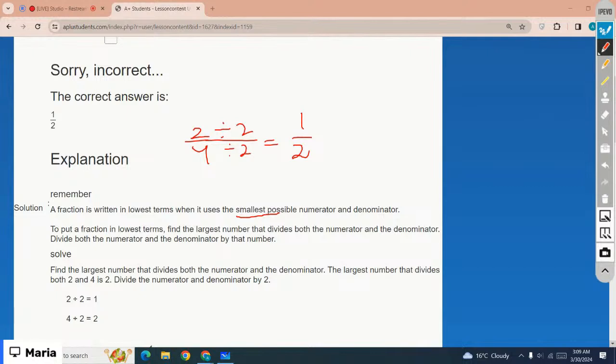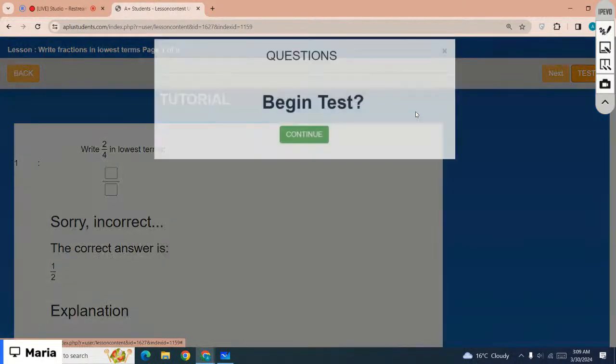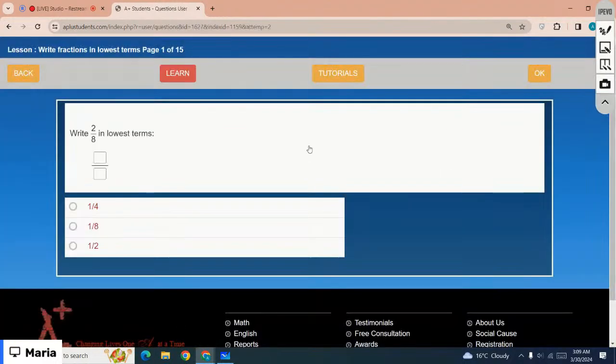So let's just start with the practice questions. You can write the fraction in the lowest form just by dividing them by the greatest common number, right? Greatest number that can divide both numerator and denominator, right? So write 2 by 8 in lowest term. So which is the number that can divide both numerator and denominator?